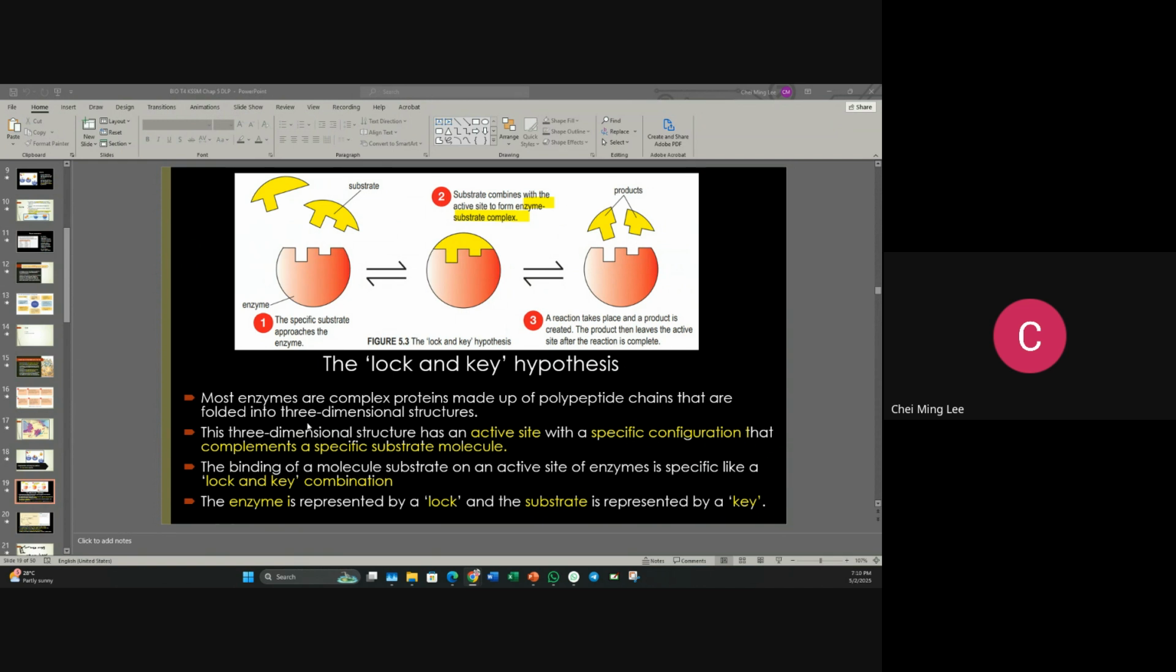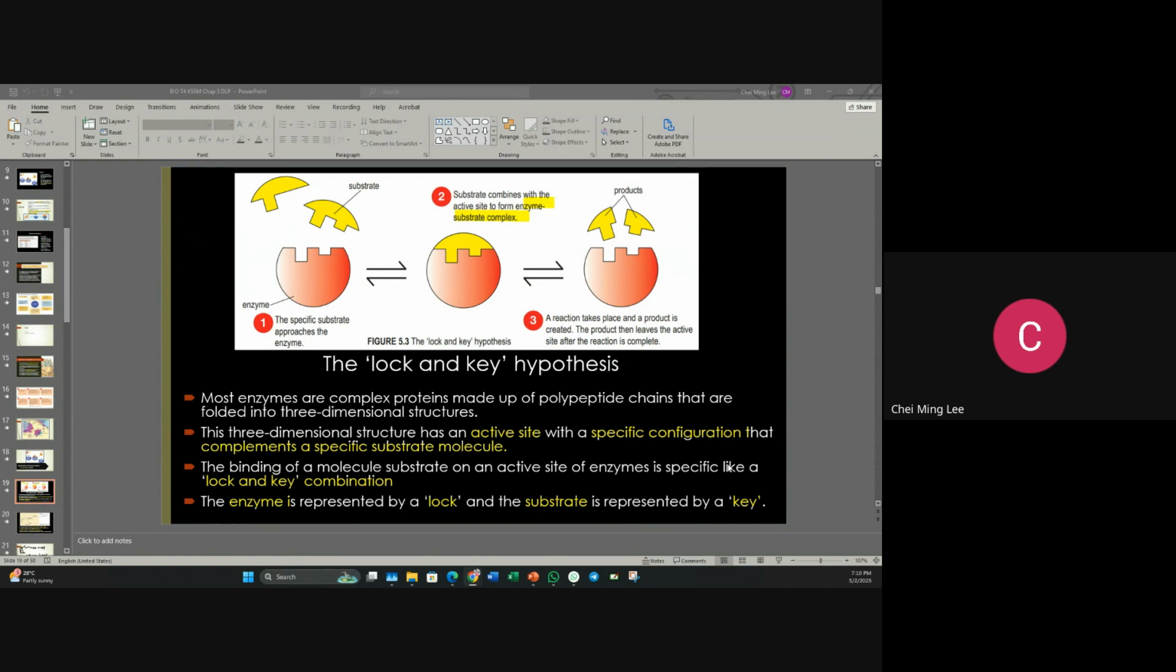This means that each of them only complies with that particular substrate or product only, because the reaction can be reversed. The product that comes in can combine into substrate, and the substrate that comes in can break down into product. So it only complies with that particular substrate and products only. The binding of the substrate molecule on the active site is like a lock and key combination. So we say the enzyme is the lock and the substrate is the key.